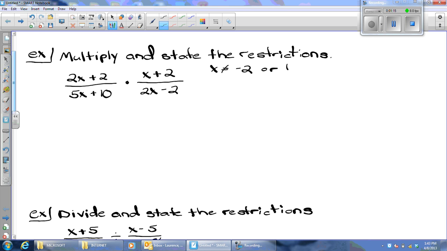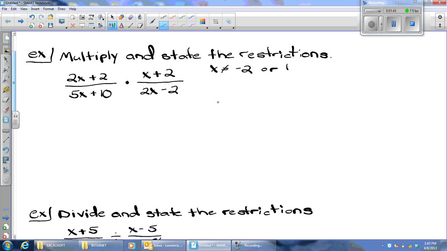And we do that by setting the denominator equal to 0 and solving for x. So here, 5x plus 10 equals 0. Subtract 10 from the other side, divide by 5. So x cannot be -2. On this side, 2x minus 2 equals 0. Add the 2 to the other side, divide by 2. x cannot be 1.